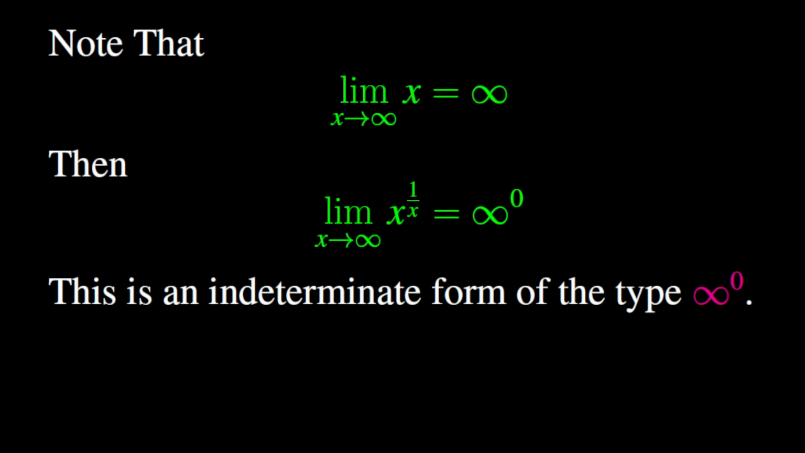Consequently, the limit as x goes to infinity of x to the power 1 over x is initially equal to infinity to the power 0. So, the initial evaluation of this limit will give infinity to the power 0, which is an indeterminate form. This means that we should use the L'Hospital rule to address this issue.